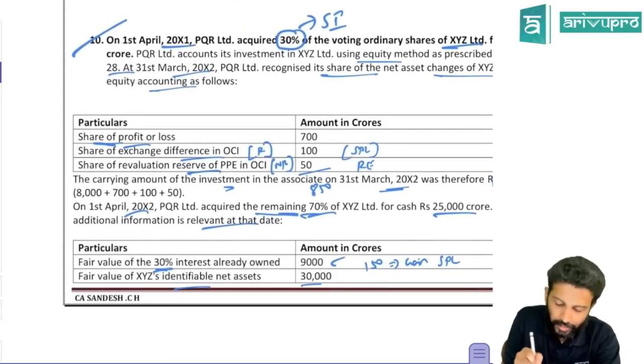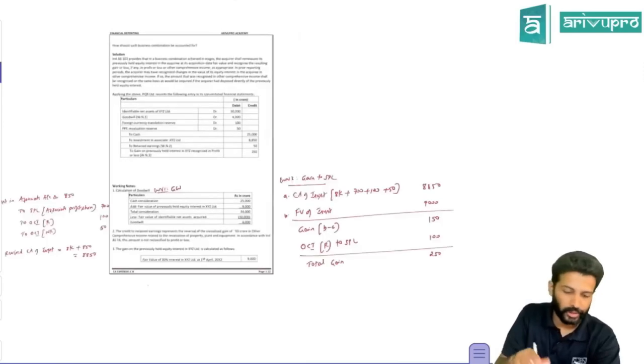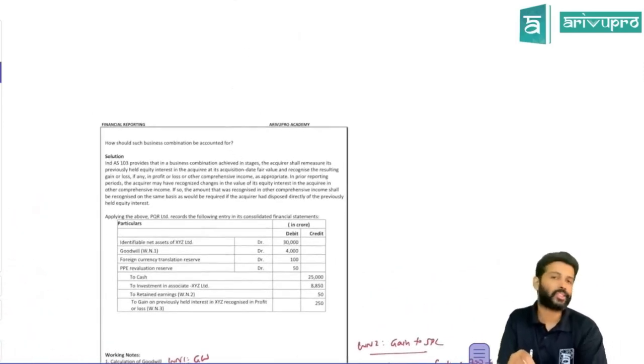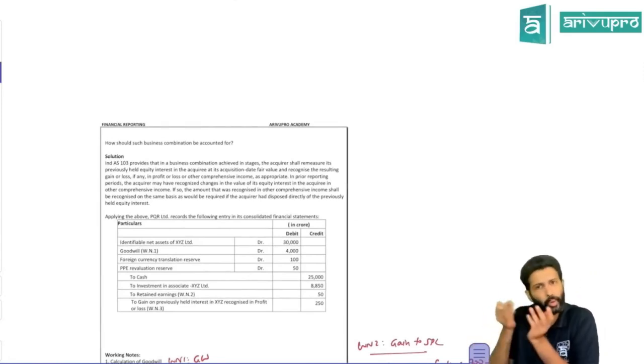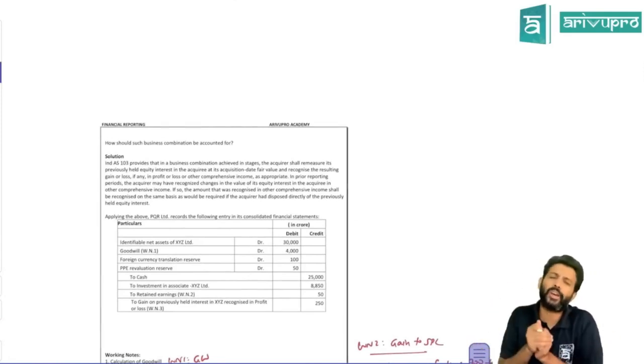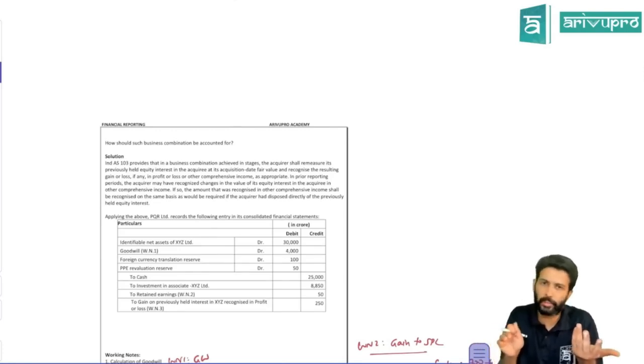The fair value of identifiable assets of the subsidiary company is 30,000. How should you account for this business combination? Whenever you get control, what do you have to do? So far you were an associate, so you were showing investment. Now can you show investment anymore? No. In the consolidated financial statements, investment cannot be shown anymore.